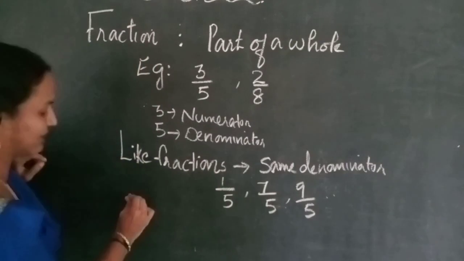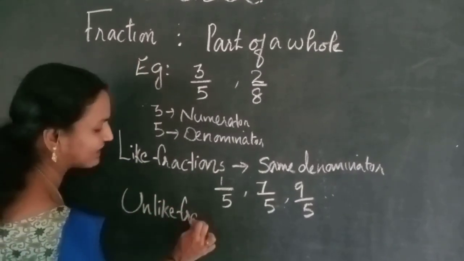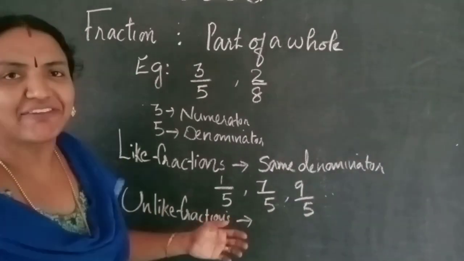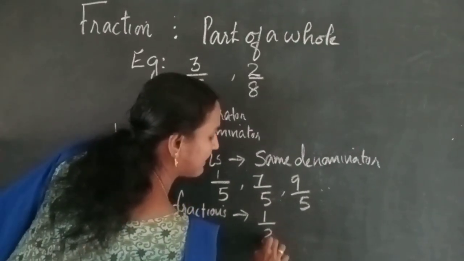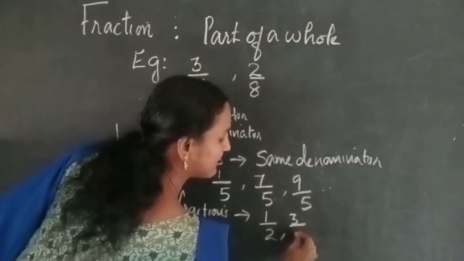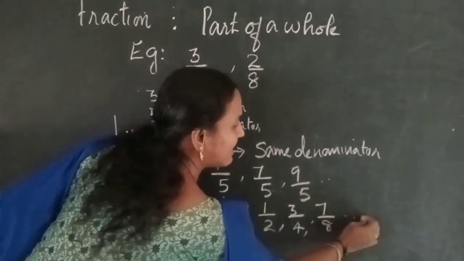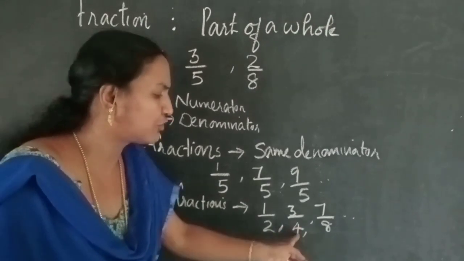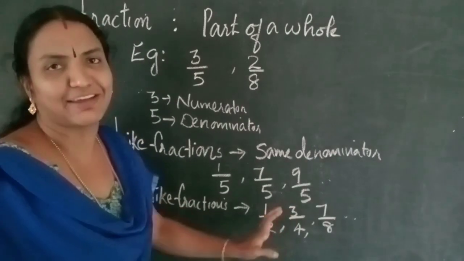Then unlike fractions. Unlike fractions means fractions having different denominators. For example, 1 by 2, 3 by 4, 7 by 8, these are all unlike fractions. Here the denominators are 2, 4, 8. They are different. Okay. These are unlike fractions.